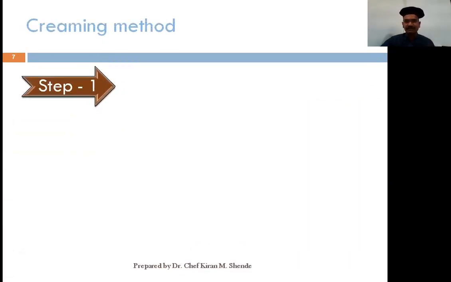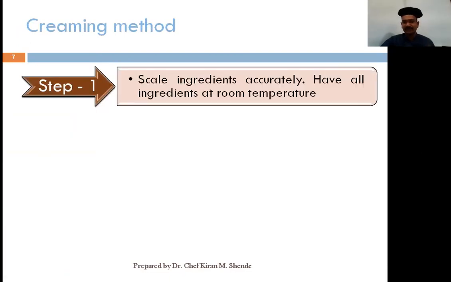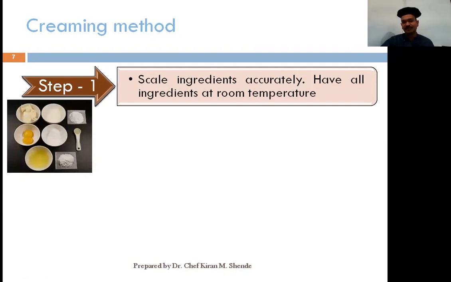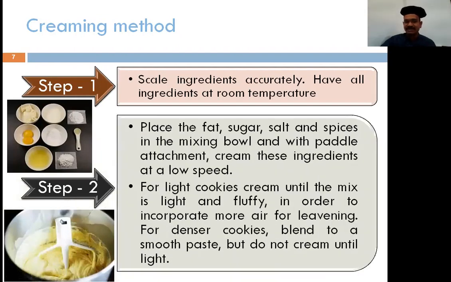The second method is the same as the sugar batter method in cake making, that is the creaming method of cookie making. Step one, what happens? All the ingredients are scaled accurately at room temperature. Second step, the fat, the sugar, the salt, the spices are all put in the planetary mixer with a paddle attachment and mixed at a slow speed. It depends upon what cookie you are making, the mixing should differ. For light cookies, cream until the mixture is light and fluffy in order to incorporate more air, like for your sponge cakes. For denser cookies, blend it to a smooth paste, but do not cream until it is very light.